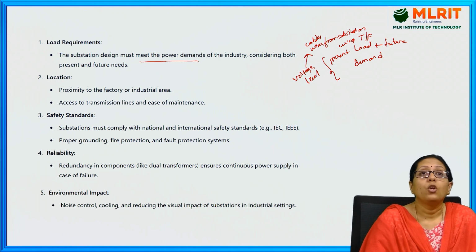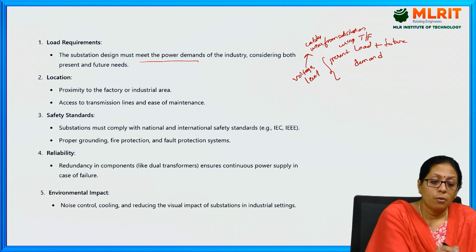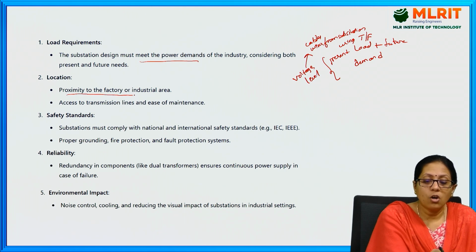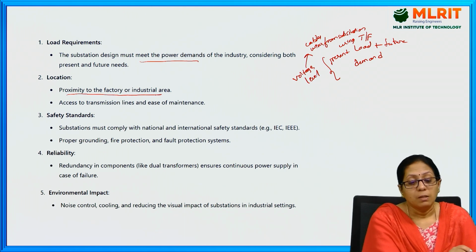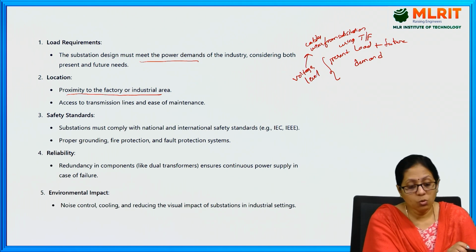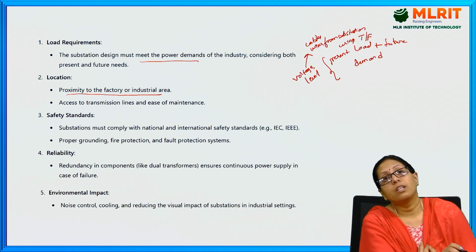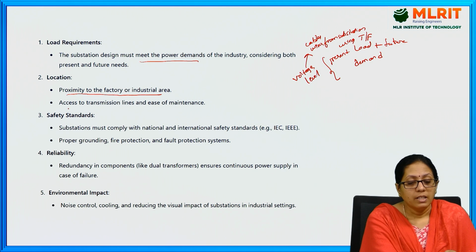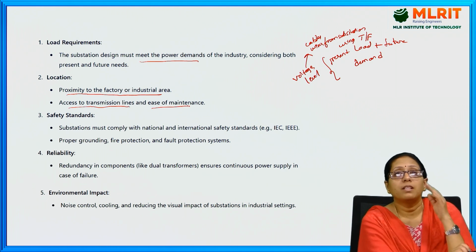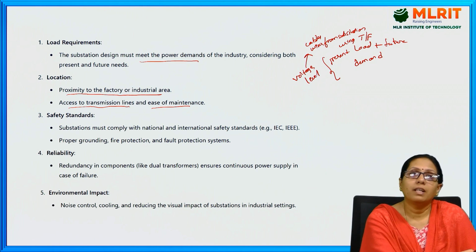Next one is location. The proximity to the factory or industrial area. Based on the location of the factory or the industry, we need to connect the industrial substation. And the access to transmission lines as well as ease of maintenance. That means in order to do regular maintenance, we need to have proper access to the transmission lines.